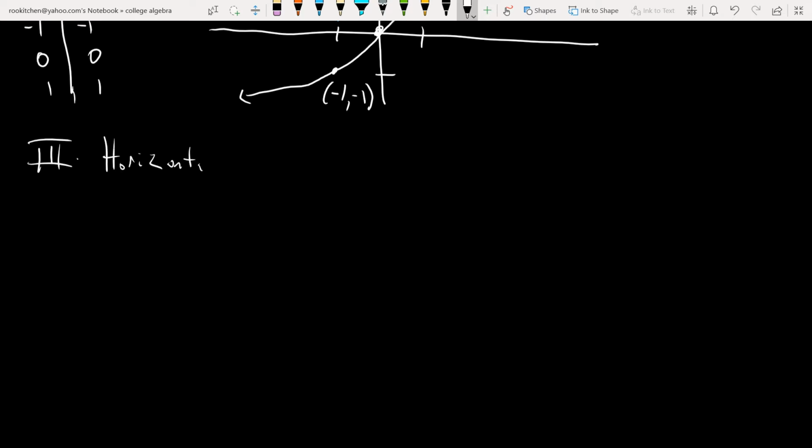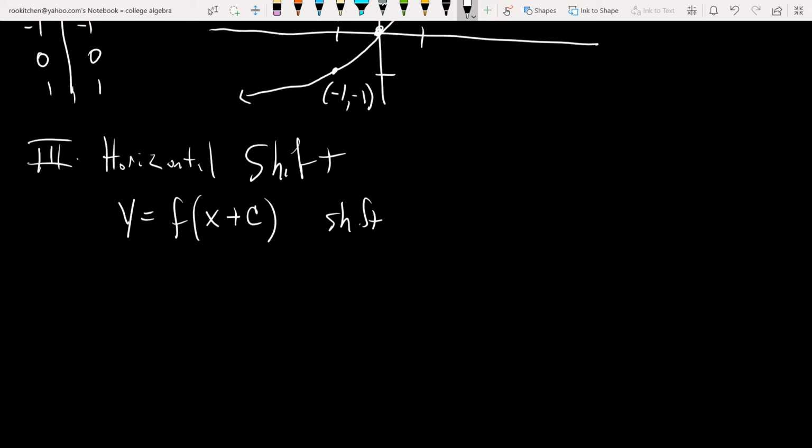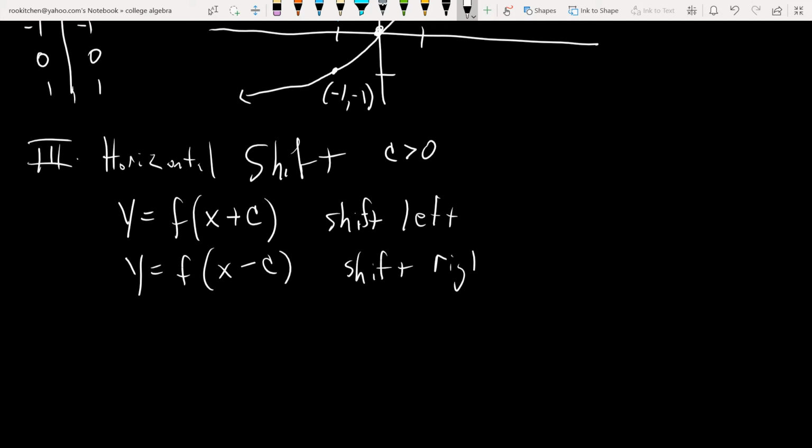Horizontal shift. Okay. So the main difference is you're kind of adding something inside the function. So if you have x plus c, that will shift it. And people usually get this and screw this up. It doesn't shift it right. It actually shifts it left. Okay? And then if you subtract c, and we're assuming again that c is greater than 0, this will shift it to the right. Okay.